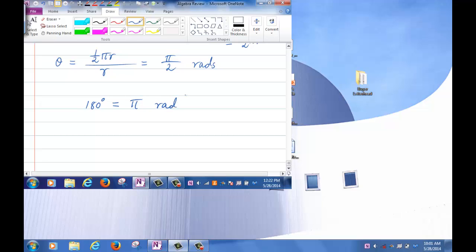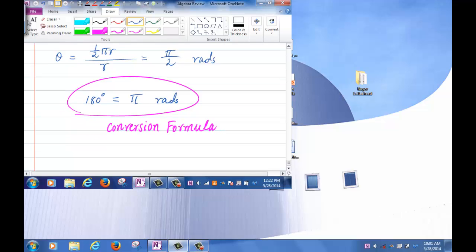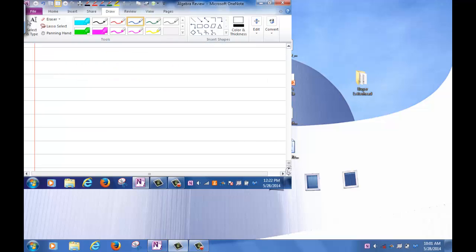Okay, and so this is also the conversion formula for between the two measures. Okay, so this is the conversion formula. How do I use it? Well, let's look at an example.